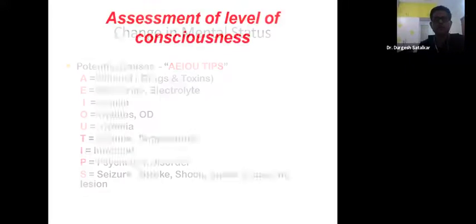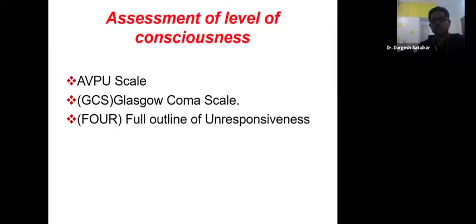Now, coming to assessment of level of consciousness, we usually use three scoring systems. One is called the AVPU scale. Another is the Glasgow Coma Scale, which is very commonly used and was given by Graham Teasdale and Bryan Jennett. The other score is called the FOUR score, also known as the Full Outline of UnResponsiveness.